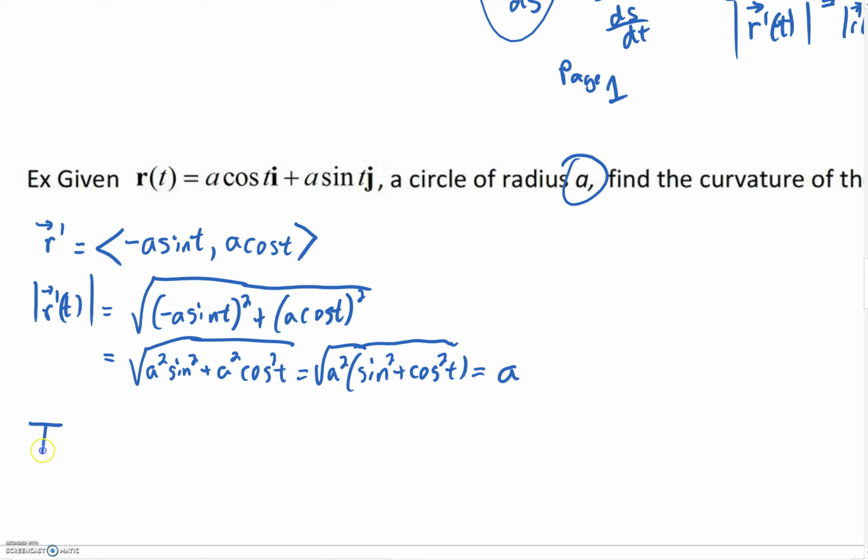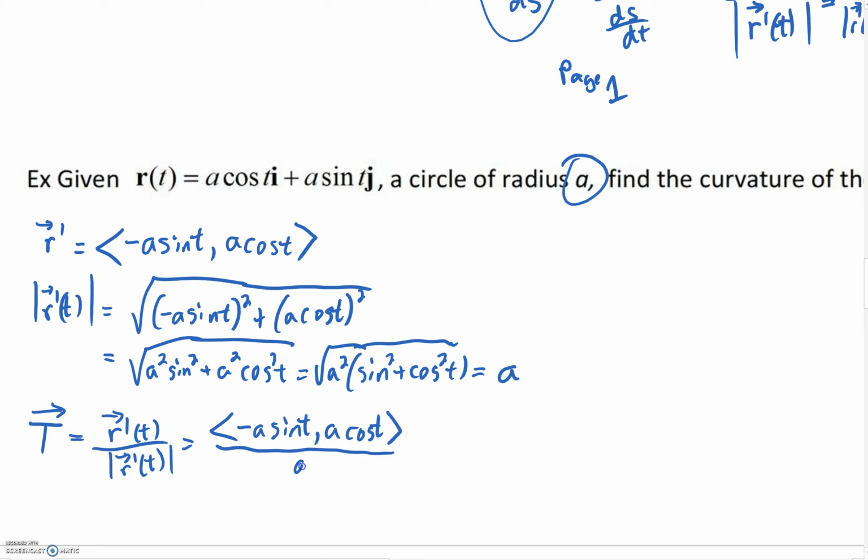So let's take a look at our unit tangent vector then. It's going to be r prime divided by the length of r prime. So in components, it's negative a sine of t, a cosine of t. But down here, we just found this to be an a. So we're saying more or less divide both components by the constant a. And we're going to be left with negative sine of t, cosine of t.